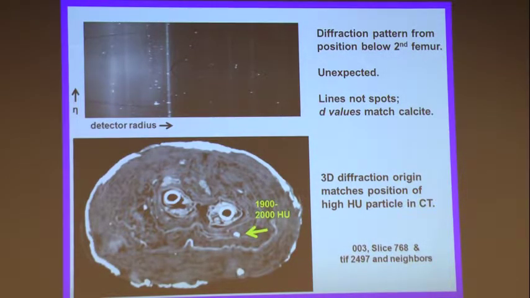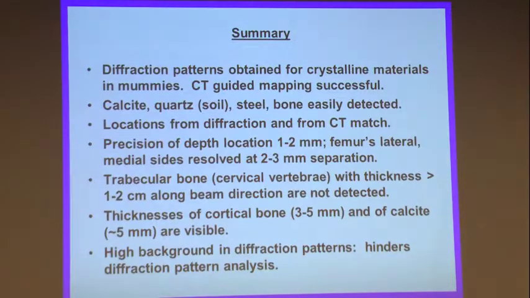We found other things in the mummy that we didn't expect. We saw lines from calcite, and then when we went back to look at the CT, we looked right under this femur, and at this position, we see there's a large inclusion that is the same absorption as the calcite. So this is a large particle of calcite that came into the sample.